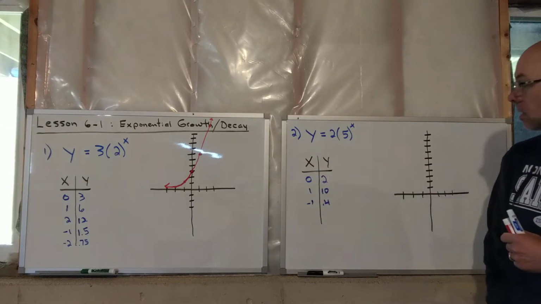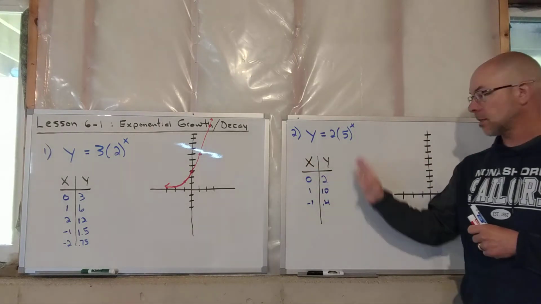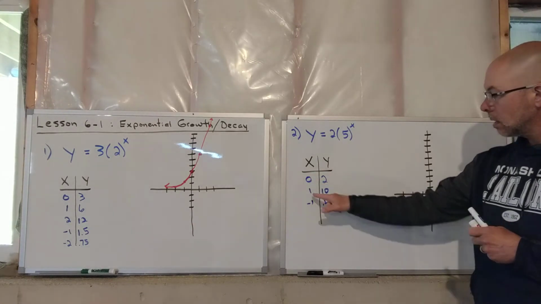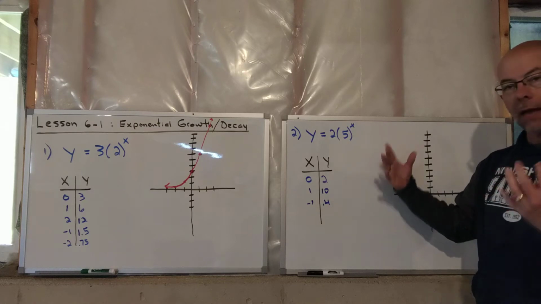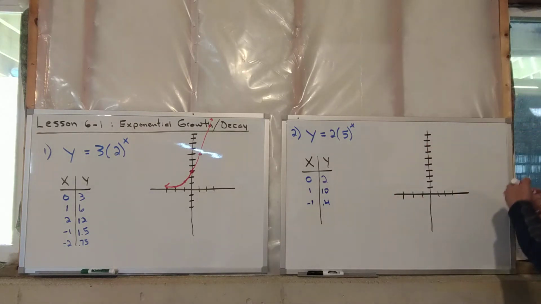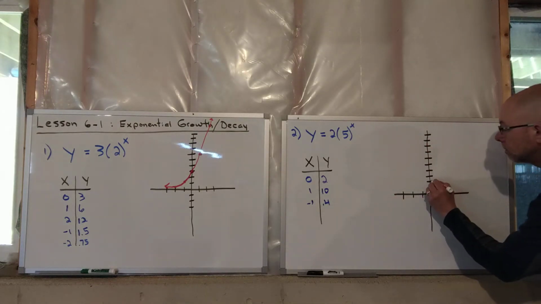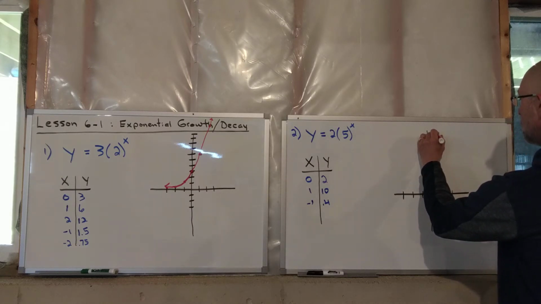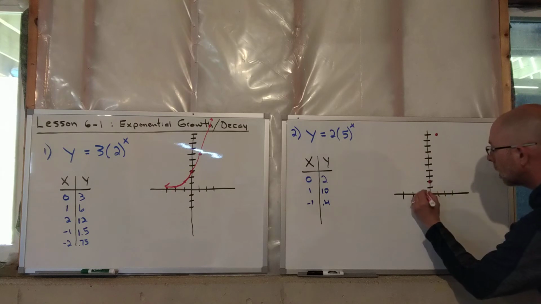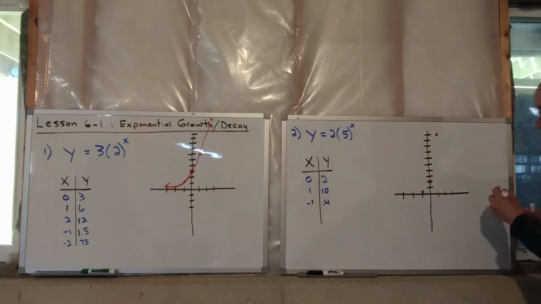You know, I got 5 points. I got everything I needed in 3 points. I started with 0 like I was supposed to. The first positive number got me to 10, and the first negative number got me small. So plot those points. 0, 2, 1, 10, and negative 1.4. And there we go.